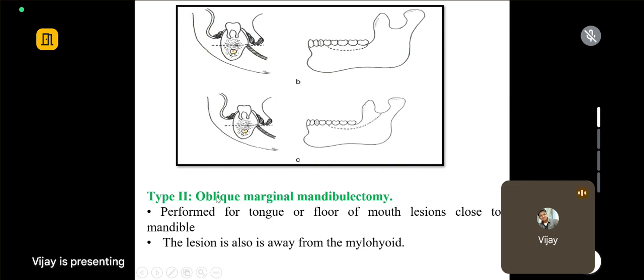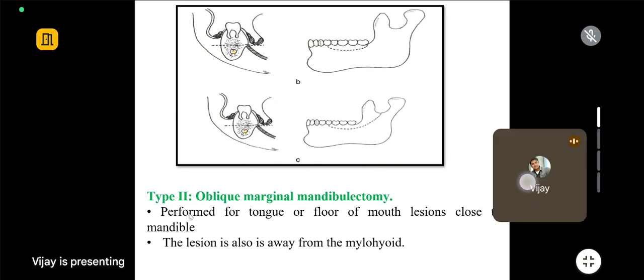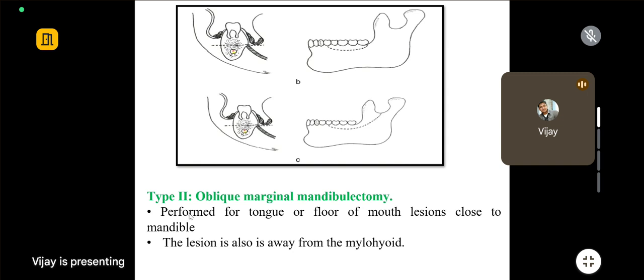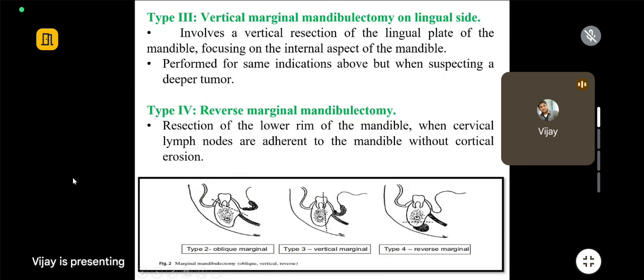Coming to type 2, oblique marginal mandibulectomy, performed for tongue or floor of mouth lesions close to the mandible. This lesion is also away from the mylohyoid. This is the oblique marginal mandibulectomy, which involves the buccal and the lingual cortical plates. Vertical marginal mandibulectomy is done on the lingual side. It involves a vertical resection of the lingual plate of the mandible, focusing on the internal aspect of the mandible. And fourth is reverse marginal mandibulectomy, when there are cervical lymph nodes adherent to the mandible without cortical erosion.